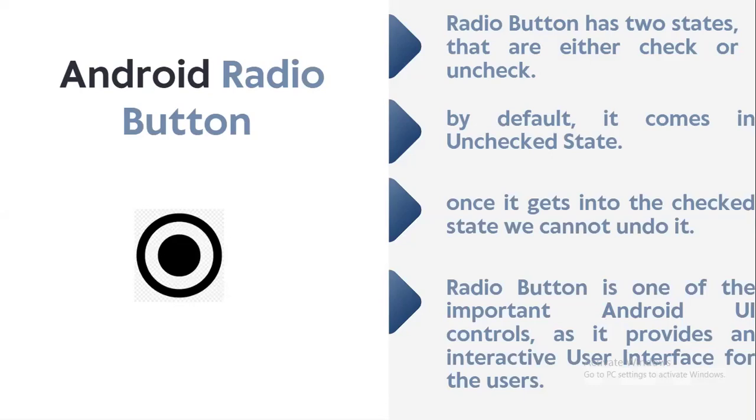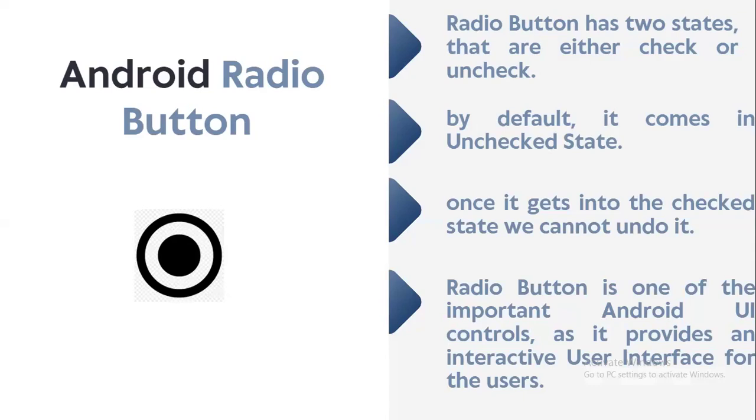Like suppose you want your user to agree to terms and conditions. In that case, you can use a single radio button, but many times we will use multiple radio buttons on our screen, and that will be the radio button group. We will see later what a radio button group is. But if you are using a single radio button, then this is the case.